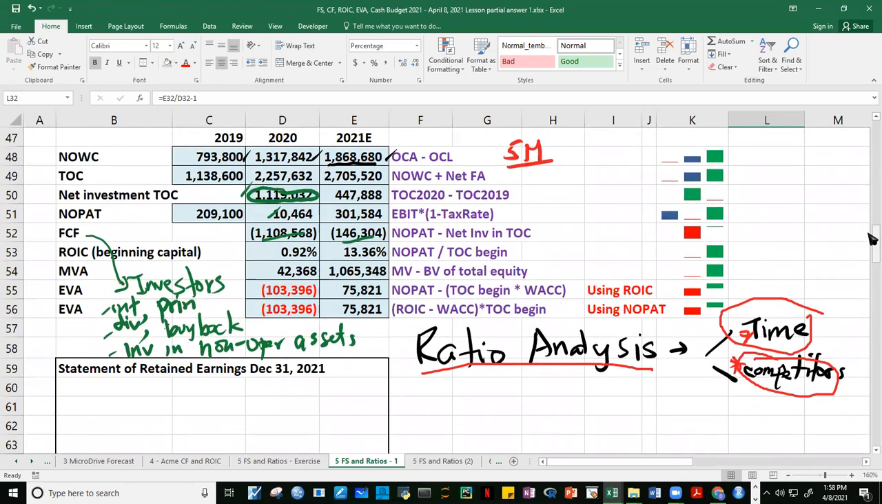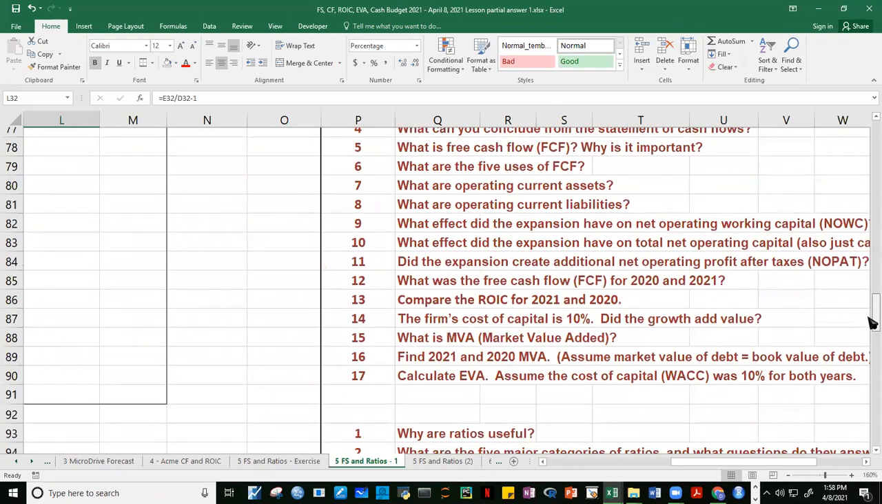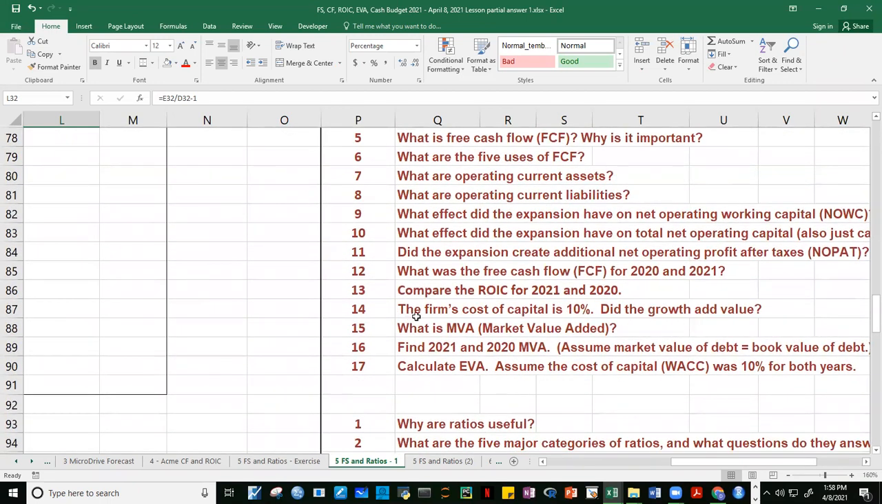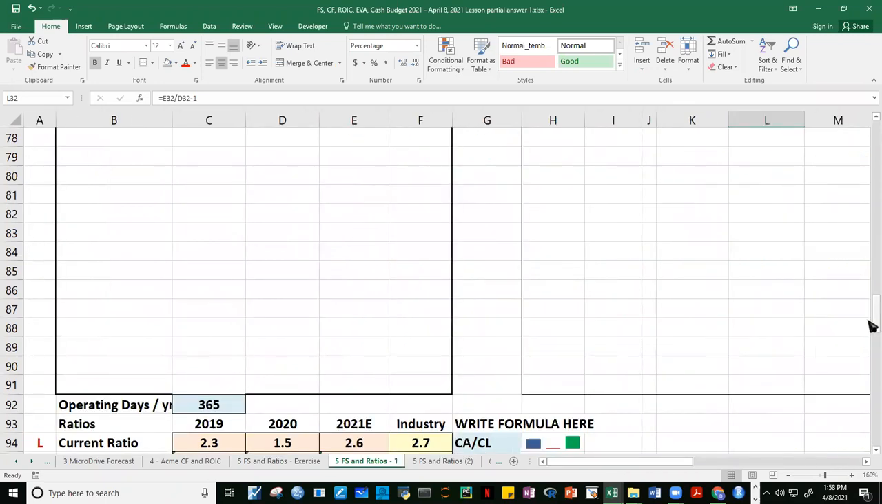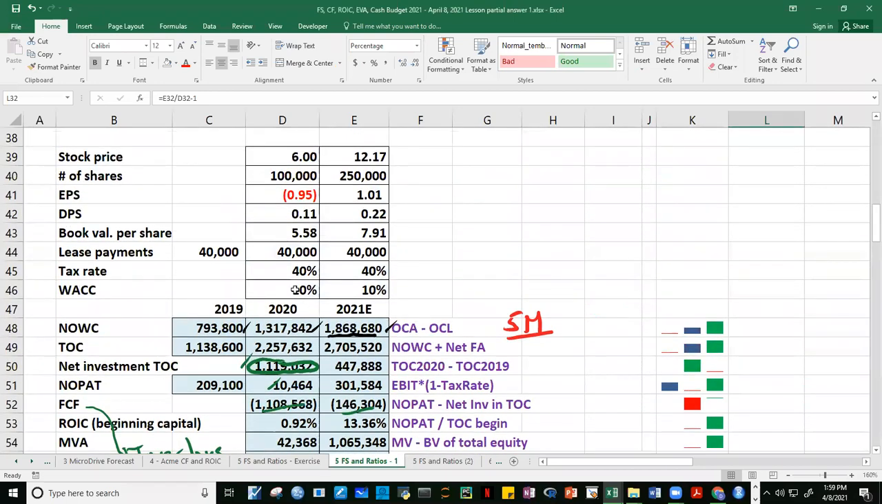Answer? Doon sa question na to. Ito, did the firm add value? Question number 14. What's the answer, guys? Answer is... Okay. Thank you, Christian. Thank you, Hans. From 2021, value was destroyed kasi 0.92 lang. Pero nung 2021, value was created, 13.36, comparing it with your weighted average cost of capital, this one.